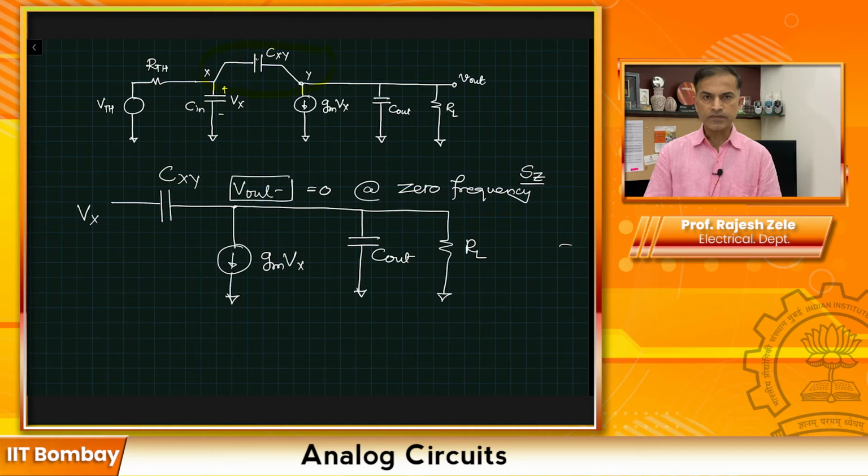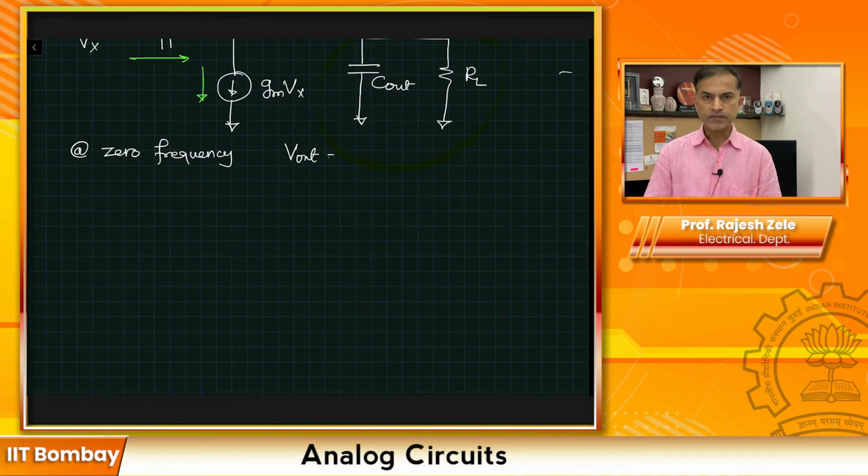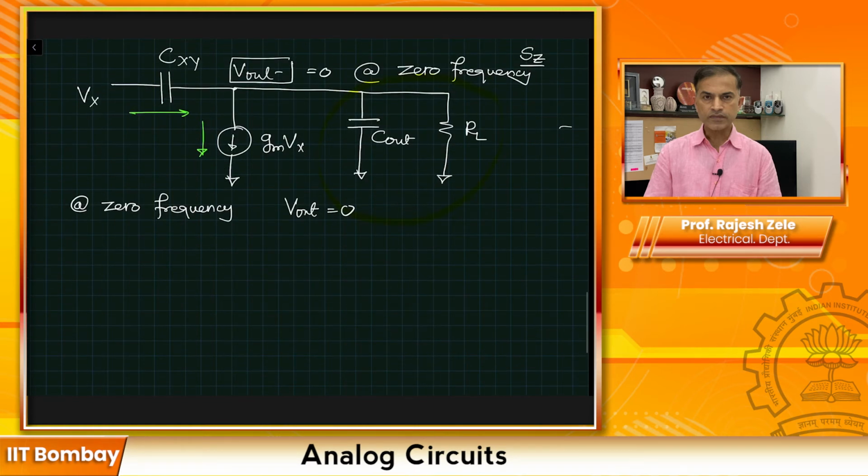at the zero frequency. So what that means is these two components will not carry any current at zero frequency. And we can have current which is flowing this way and that will flow that way. So at zero frequency, V out is equal to 0. So V in times SZ CXY, that would be the current flowing through the capacitance CXY, and that will be equal to GM times Vx.